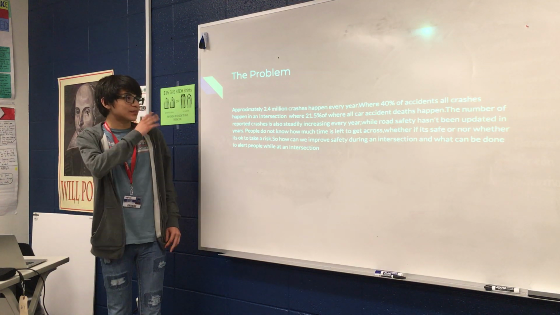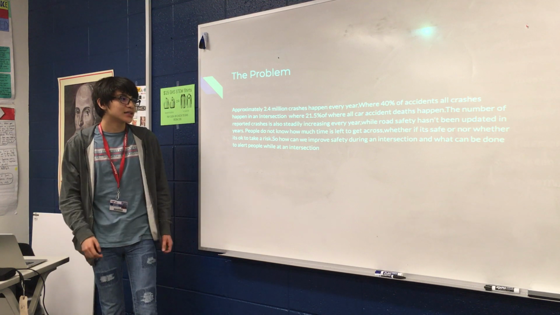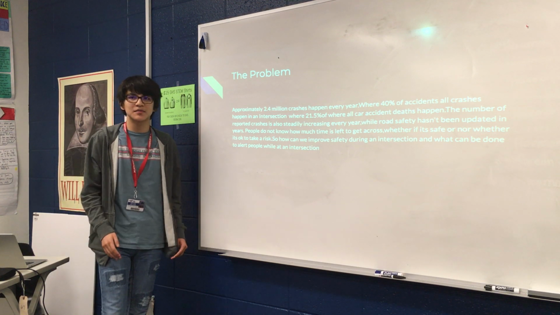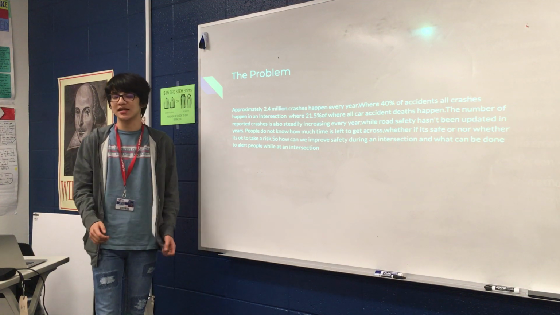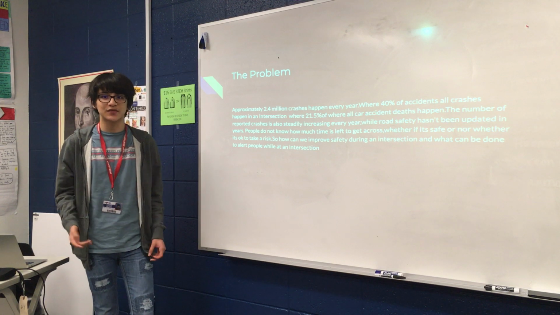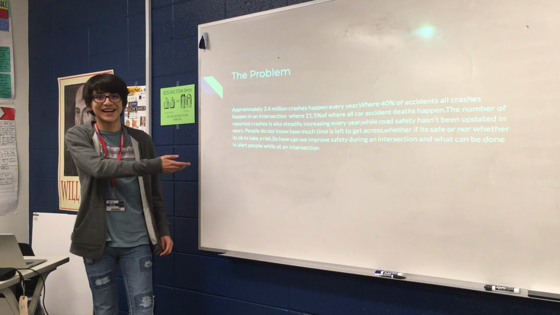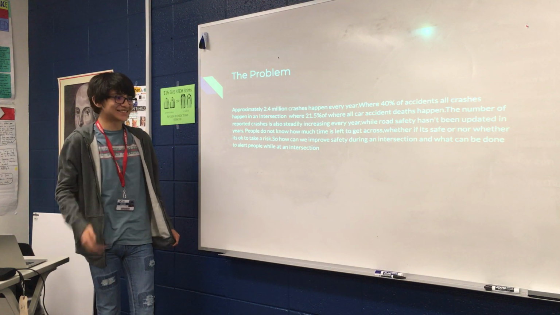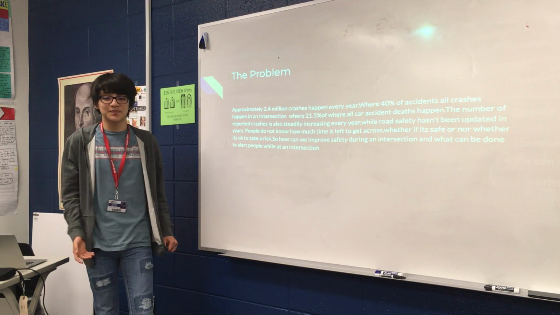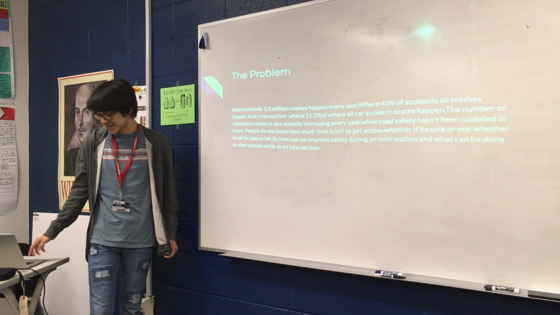The problem is that there are a lot of car crashes, right? At least 40% happen in intersections, and that's where 21% of all people die in a car accident. So that's basically the problem. There are a lot of crashes happening in an intersection, right?